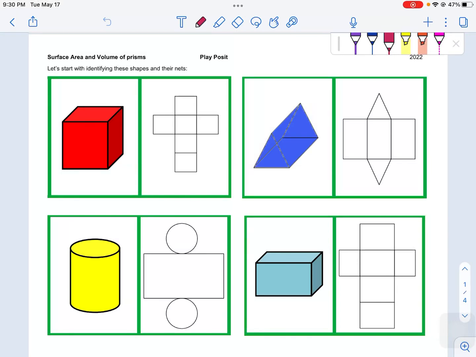Hey class, I have another Play Pause It review for you since I can't be in class today. So we're going to start by identifying the shapes and their nets. I'm going to ask you to do a few multiple choice questions here and come up with the answers for each of these, and then I'll go through them with you.